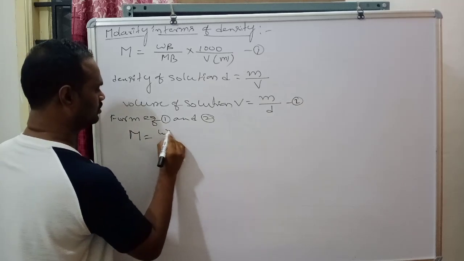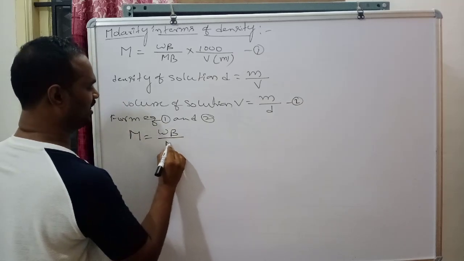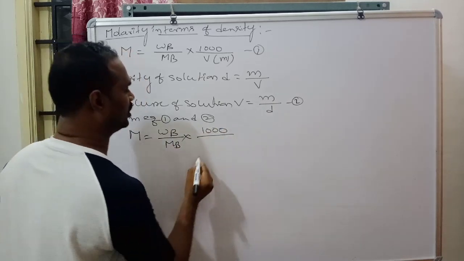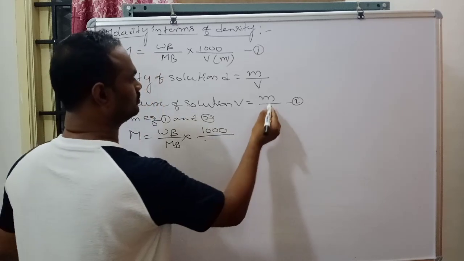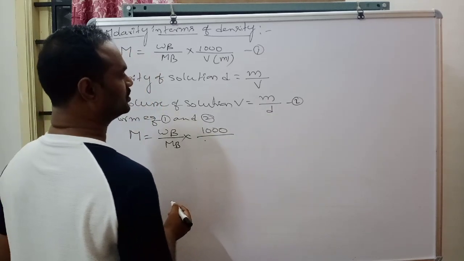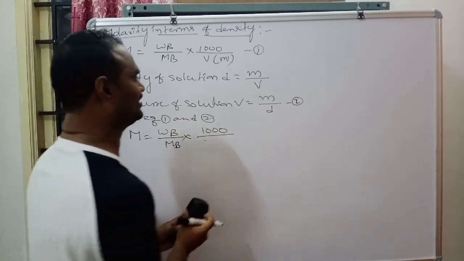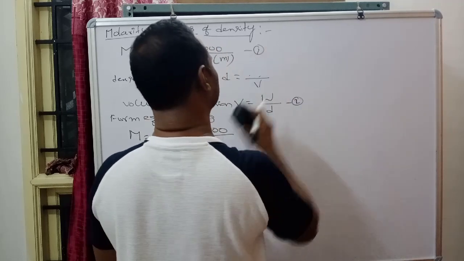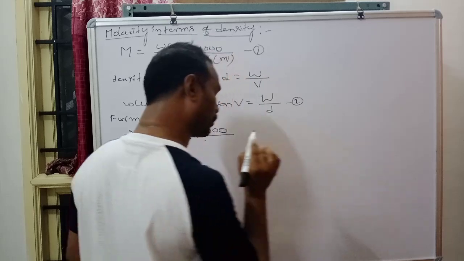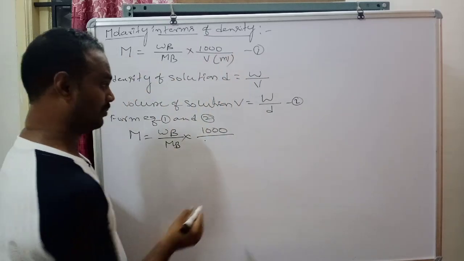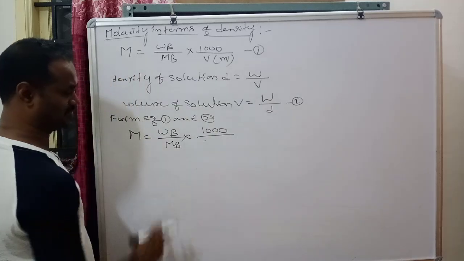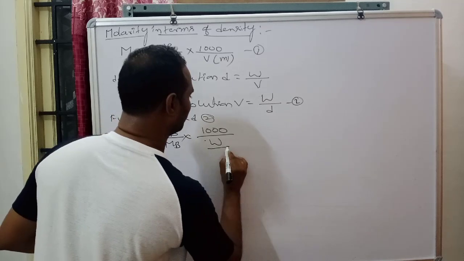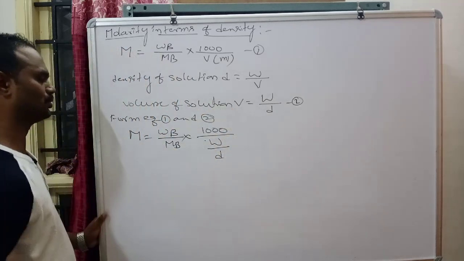Molarity is equal to mass of solute by molar mass of solute into 1000 by mass of solution. To avoid the confusion, here mass of solution you can write only as W. W means mass of solution. WA is mass of solvent, and WB we are already using for mass of solute. To avoid that confusion, I use this symbol. Here W by D.